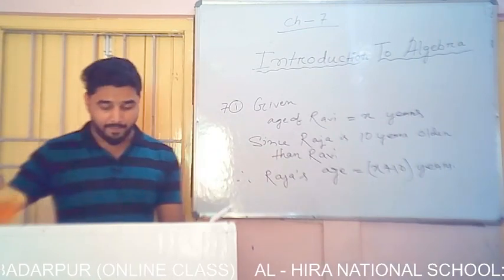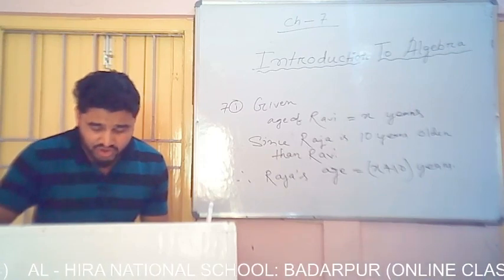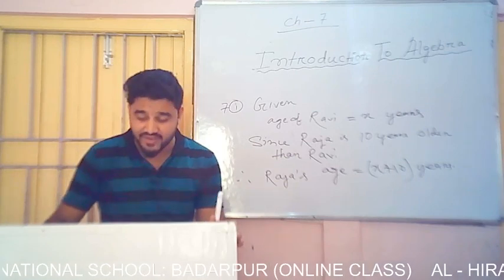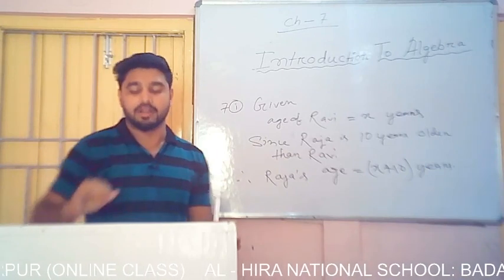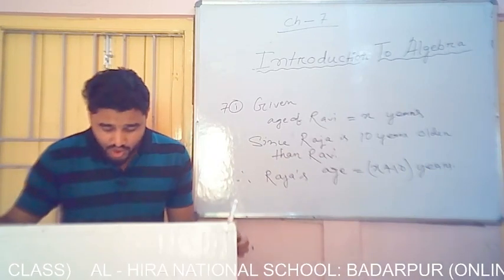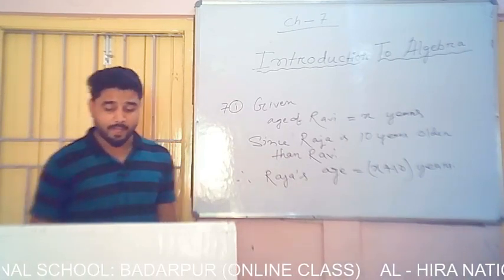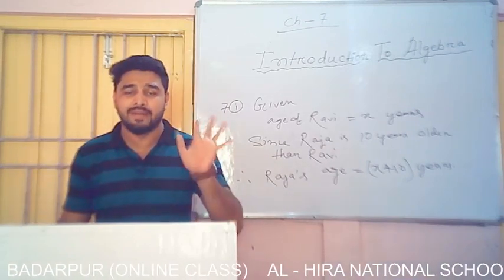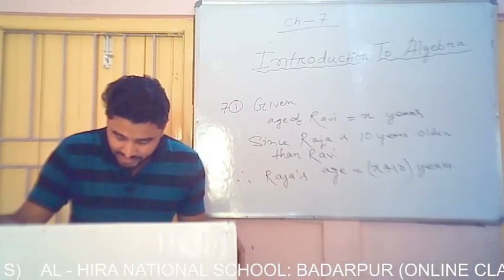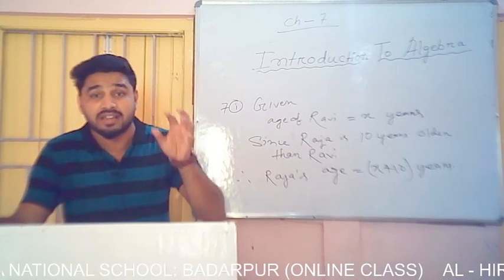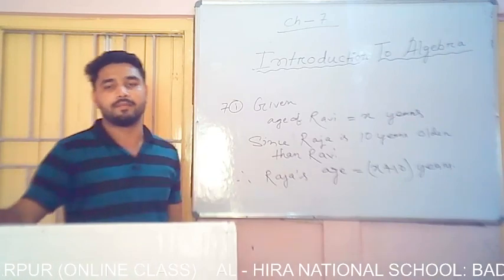So now come to question number 2. A ball and a kite cost rupees 65. That means the total cost of ball and kite is 65. If the ball costs rupees B, what is the cost of the kite? So it is very simple. The total cost of both is given, and the cost of the ball also is given, that is B. Now we have to find the cost of the kite. So if you subtract the cost of the ball from the total cost, then we will find the cost of the kite.